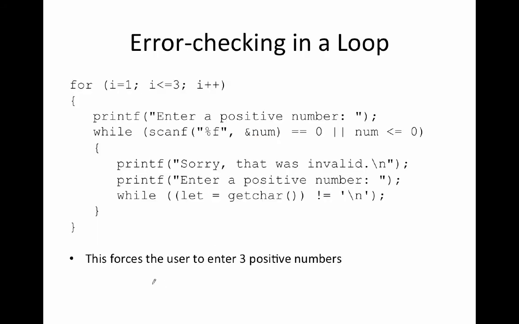Now in this particular case, we're doing the same thing as before, prompting the user for a positive number, and we keep going as long as the user is not entering a positive number. We keep going through the loop, but we're going to force this to happen 3 times. So 3 times we're going to force the user to enter a positive number, and then presumably in here we'll actually do something with the positive numbers as we get them. So by putting this error checking while loop inside of a for loop, it forces the user to enter 3 positive numbers.